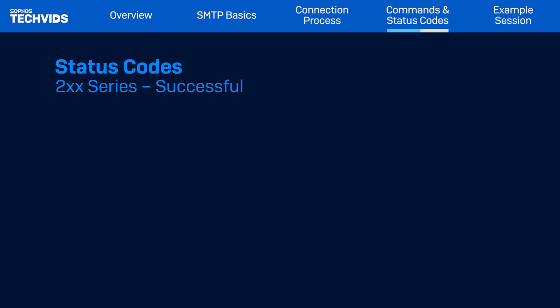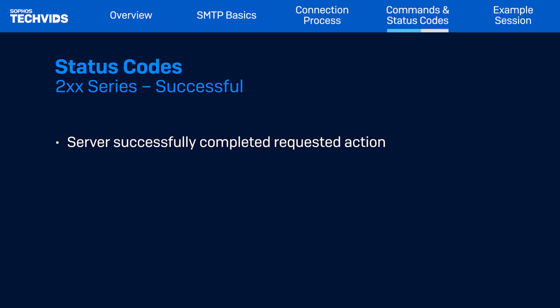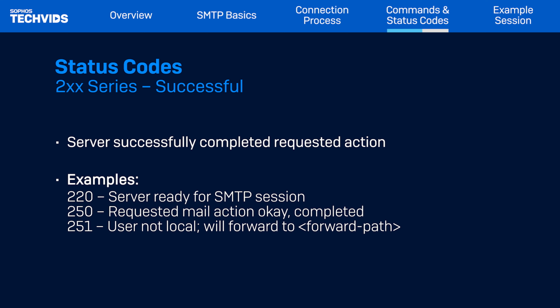200 series, successful. These codes indicate that the server has successfully completed the requested action. Examples of this are 220, which means the server is ready for an SMTP session. 250, the requested email action was OK and completed. 251, the user is not local and it will forward to the forwarding path.